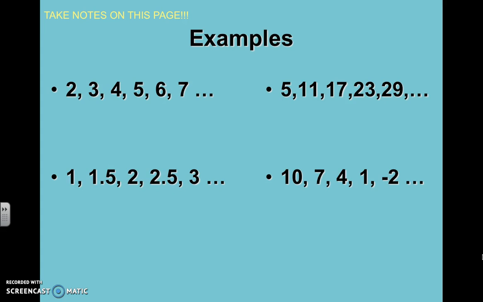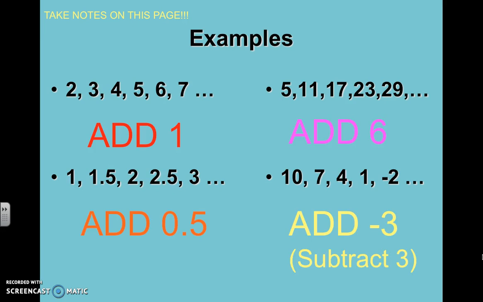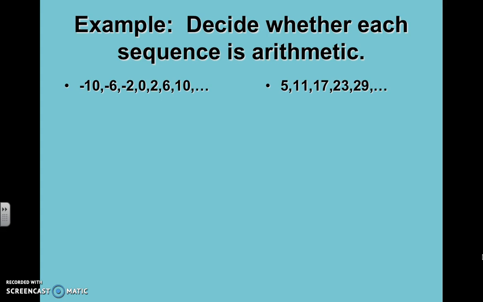Okay, so now we're going to go over this. Hopefully you paused the video and did the questions. Here are the answers. For the first sequence, the common difference is 1. We're adding 1. For the second sequence, the common difference is 0.5. We're adding 0.5. For the third sequence, we're adding 6, so the common difference is 6. And for the fourth one, a little bit tricky, the common difference is -3 because we are adding -3 or subtracting 3. So that's how an arithmetic sequence works.